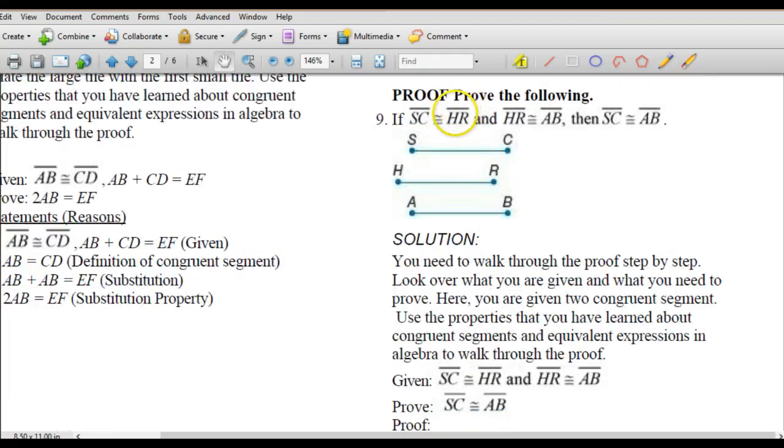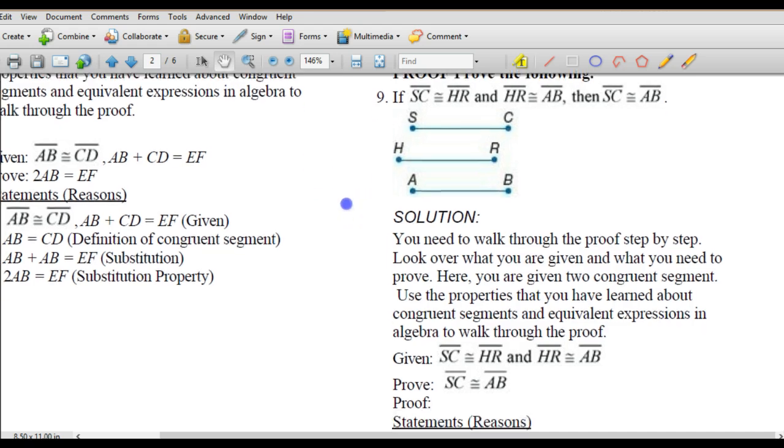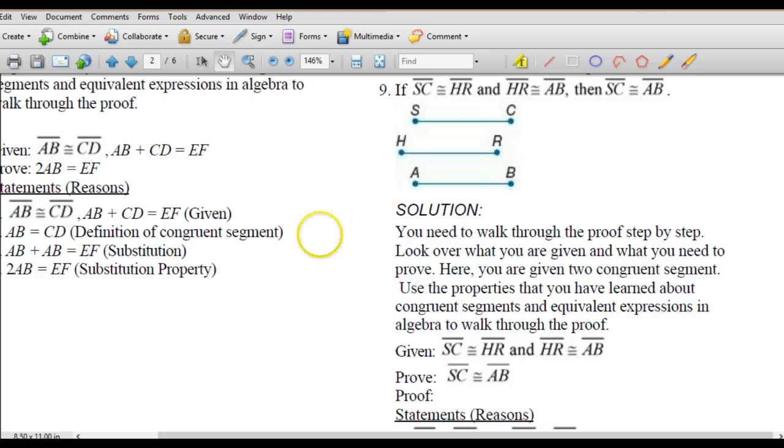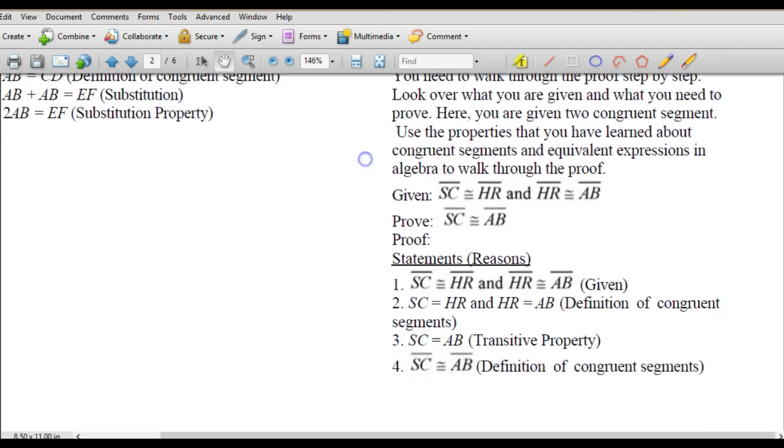On to number 9, we want to prove the following: that if segment SC is congruent to HR and HR is congruent to AB, we want to prove that SC is congruent to segment AB. So, for our proof here, we're given segments SC is congruent to HR, HR is congruent to AB, and what we want to prove is that SC is congruent to AB. So basically what we're proving here is the transitive property of congruence. So, in our proof, state our given information.